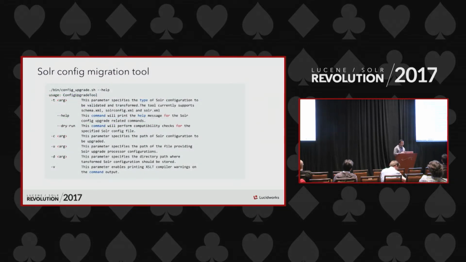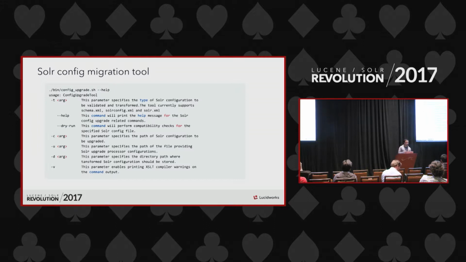So this is the simple help of this command line tool. All it requires is the type of the Solr configuration that you want to validate. Currently we support schema.xml, solrconfig.xml, and I'm working on solr.xml. It allows you to do a dry run, which will just run the validation phase. It won't do the actual upgrade. Then you can provide the path of the Solr configuration file, and the directory where the output of this tool should be stored.